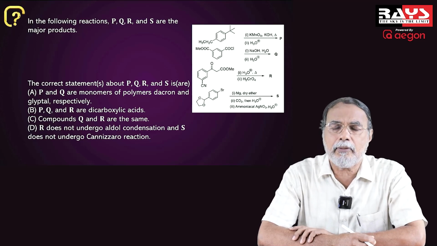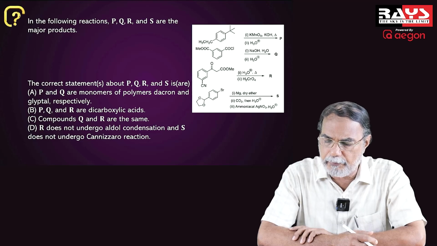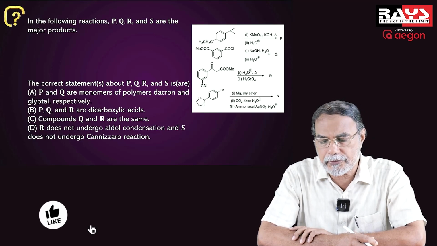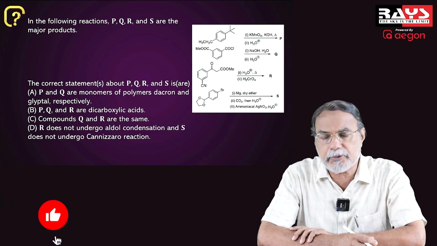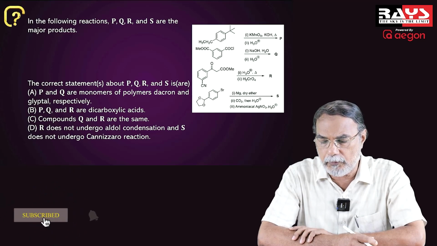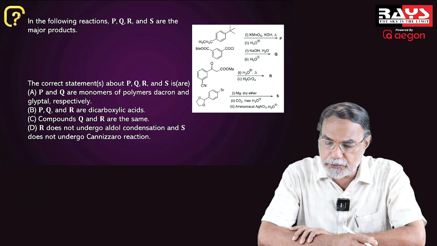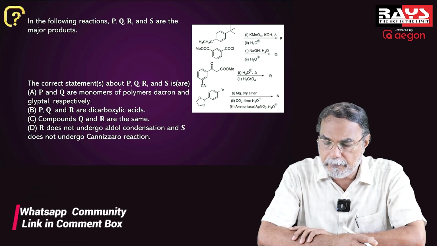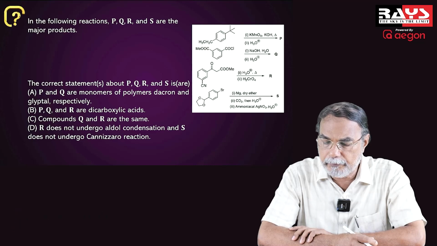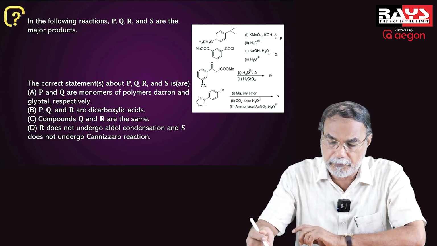So here again you have starting compounds and a series of reactions to come to the products P, Q, R and S. Let's start one by one. In the first compound, it is a tertiary butyl group at one position, and at the para position you have the CH2CH3 group.